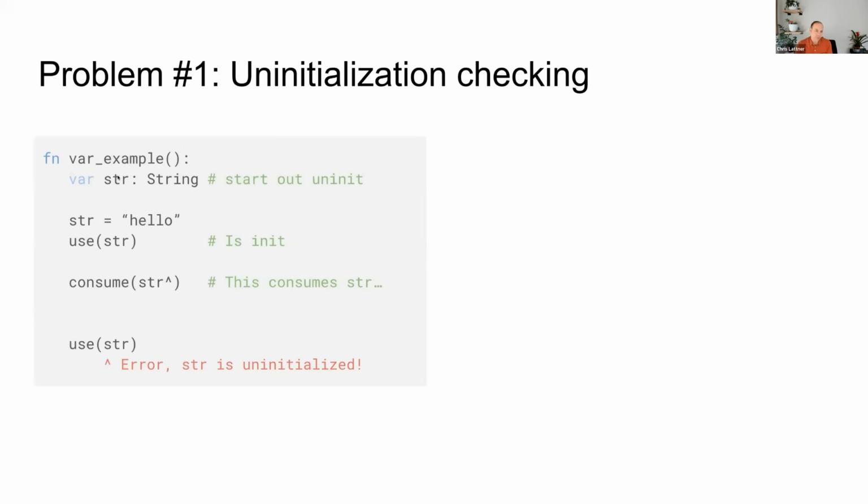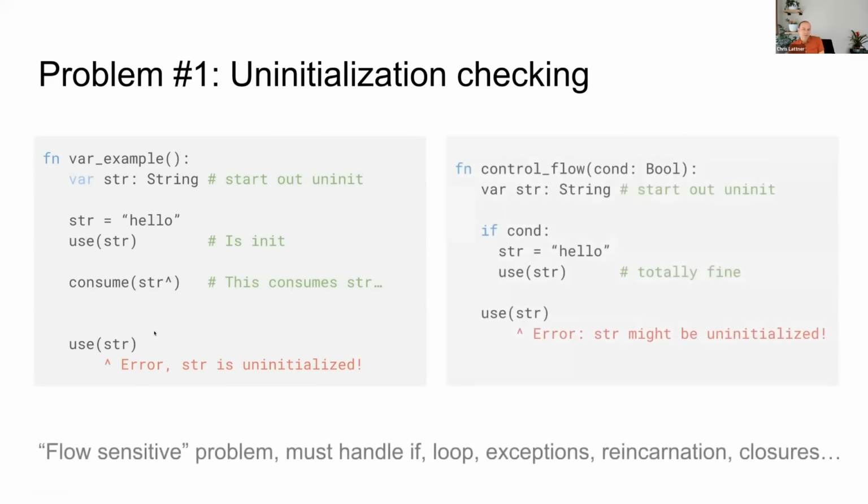But if you look at this example, it actually gets more complicated, right? I have a str, I initialize it, I use it, then I transfer, like we were just talking about. What if I use it after this? Mojo, as a safe language, has to generate an error. It has to generate an error in this case, but not this case. This is clearly a data flow problem. This is also a super simple example of this.